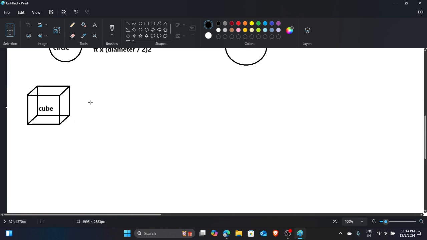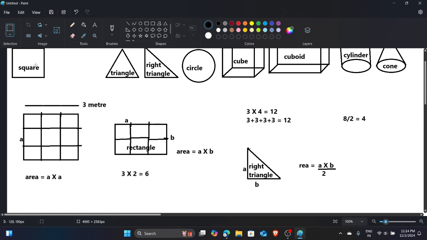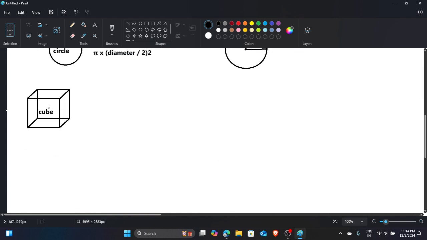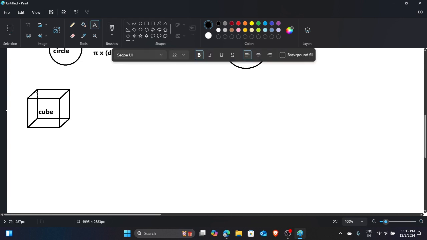As you know the formula of a square, a cube is nothing but a box having a square on each of its sides. You can see that every dimension of it is of equal size. In a cube there are three things: height, base, and length. Suppose we take this as the width, and this as the length.